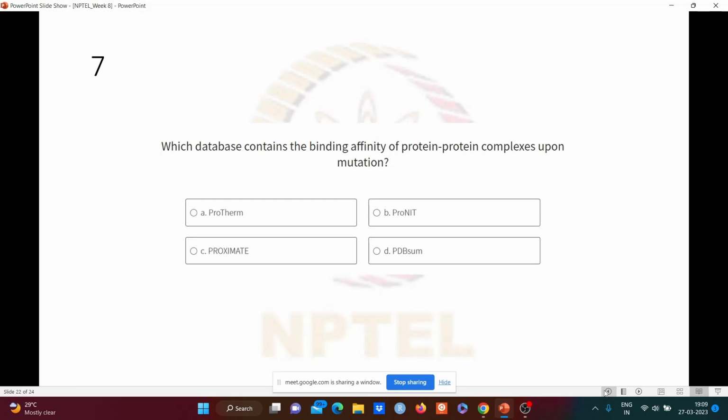So moving to the seventh one: which database contains binding affinity of protein-protein complexes upon mutation?